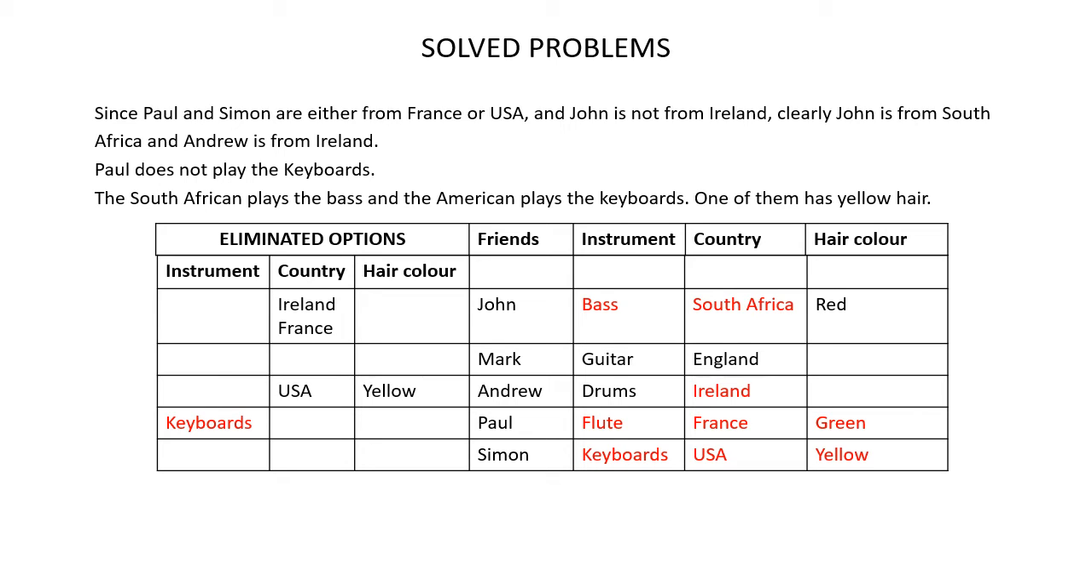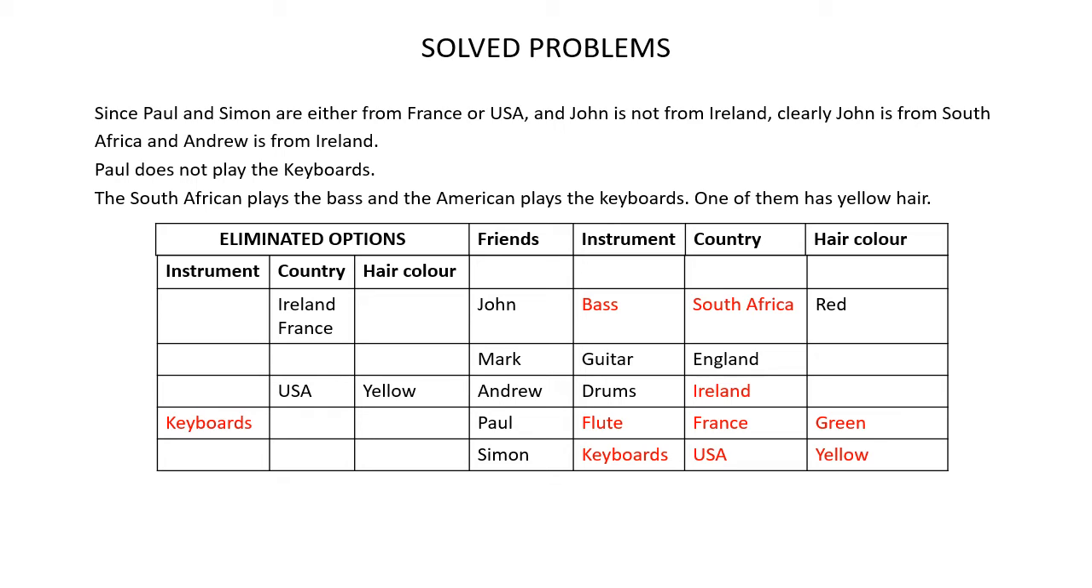Since the other three instruments are already played by John, Mark, and Andrew, now we have Simon who plays keyboards and the American plays the keyboard. So Simon is from USA. So if Simon is from the USA, then clearly Paul is from France. And the only instrument left now is the flute. So Paul plays the flute.